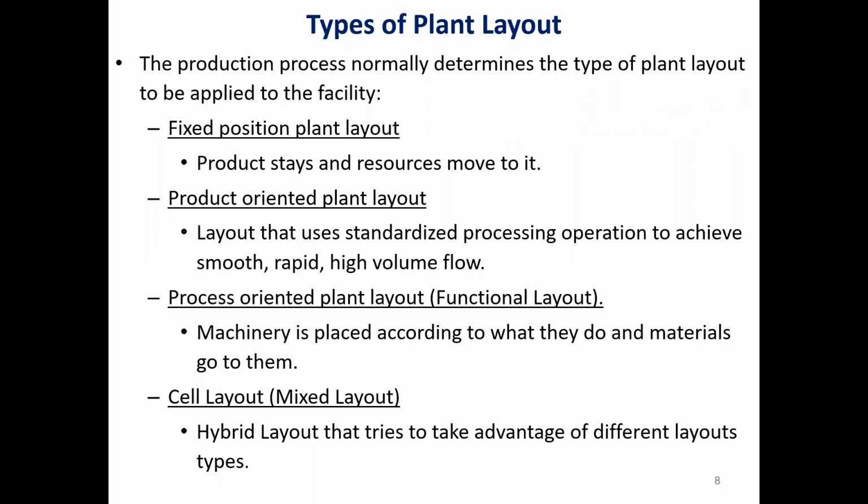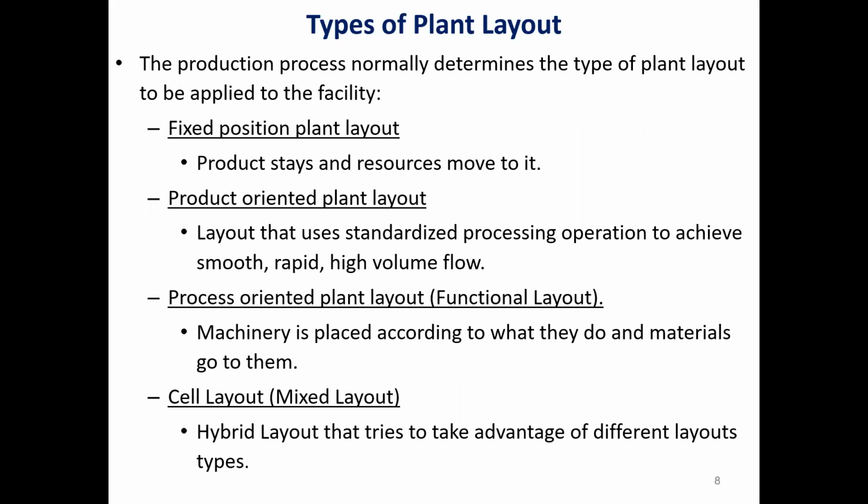There are a variety of plant layouts. Normally, the production process determines the type of plant layout to be applied to the facility. So there may be a fixed position plant layout, a product oriented plant layout, a process oriented plant layout, and a cell layout, that is a mixed layout. So these plant layouts are available and can be designed in various ways.